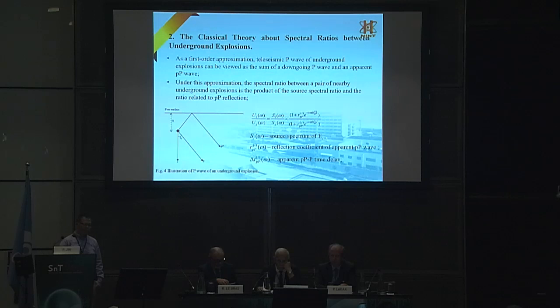We tried to model the observed spectral ratios using classical theories about explosion sources. As a first order approximation, the teleseismic P wave of underground explosions can be viewed as the sum of the downgoing P wave and the apparent little p, big P wave. Under this approximation, the spectral ratio between a pair of nearby underground explosions is a product of the source spectral ratio and the ratio related to P wave reflection.